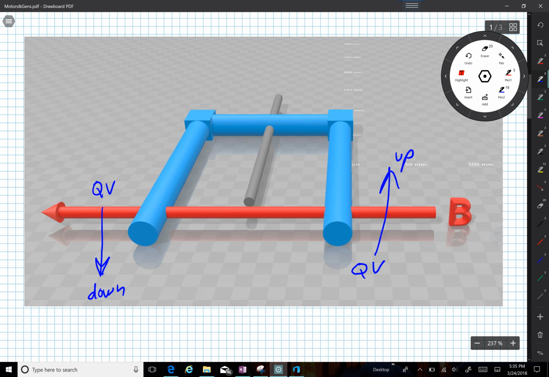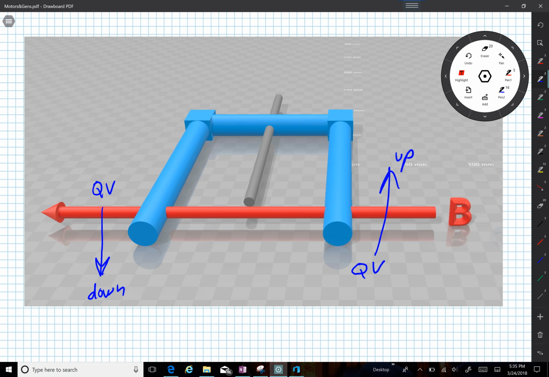Let's do the right-hand side. Let's do this side over here on the right. I point my fingers out of the page, okay, up. That'll be out of the page. Let's see, out of the page. No, that won't be out of the page. I'm sorry. That'll just be up.